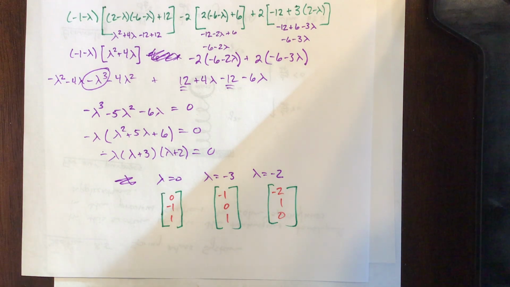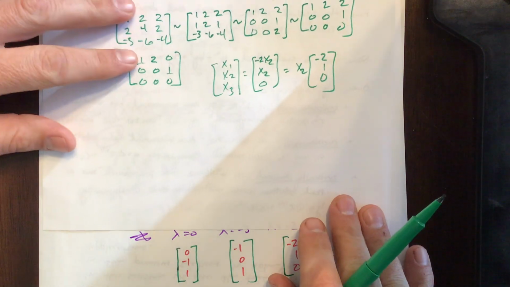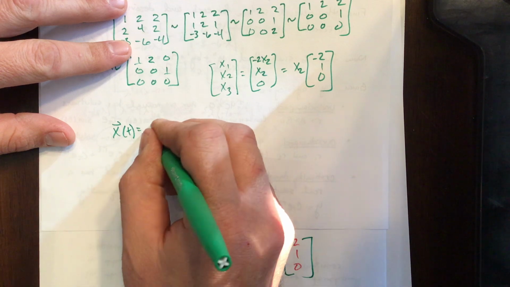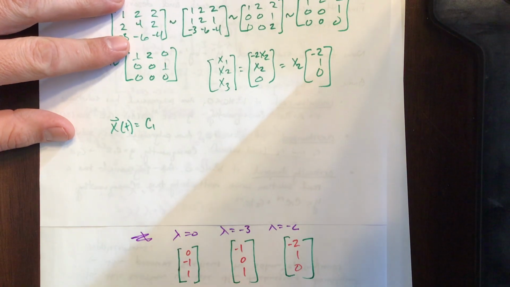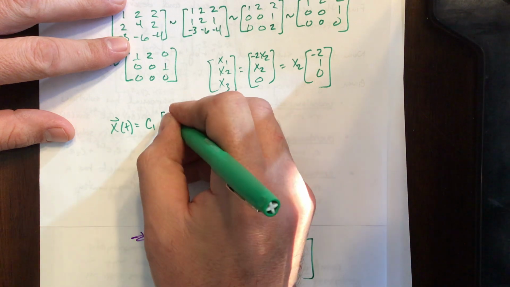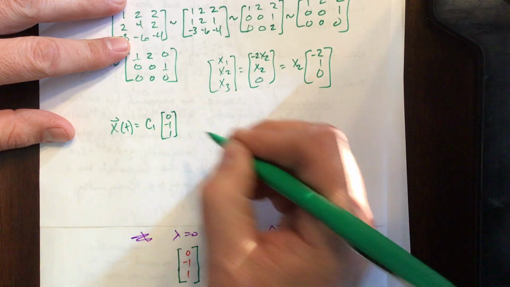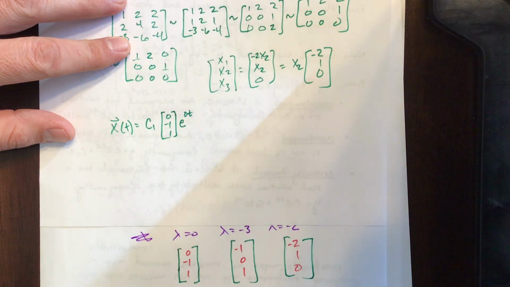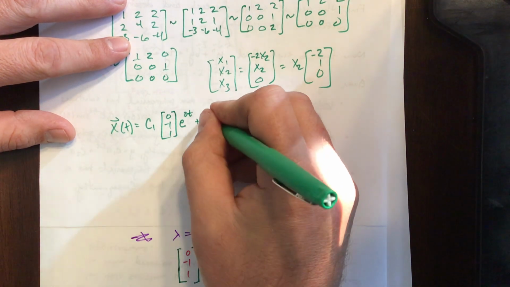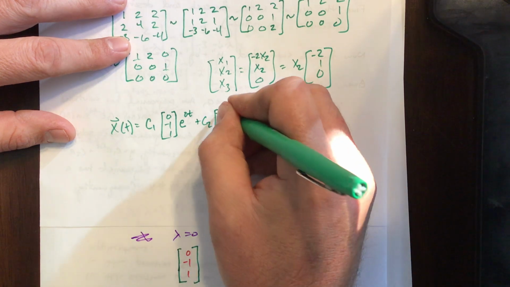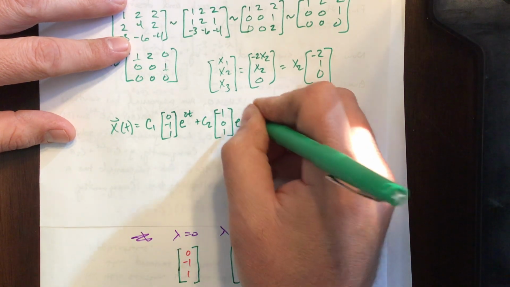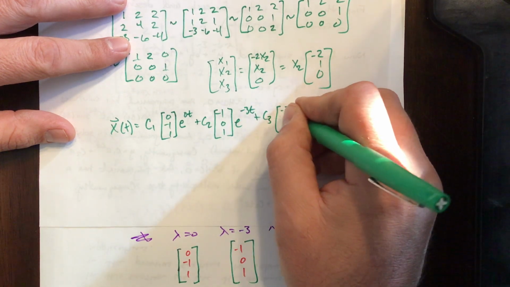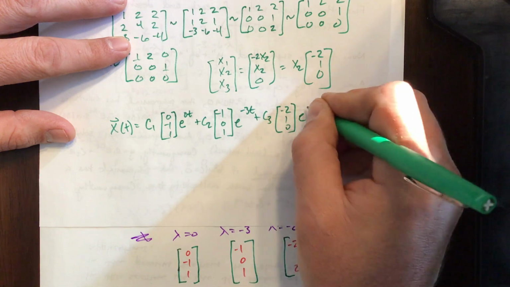Our general solution, x of t, is going to be of the form c1 times vector 1. So that's 0, negative 1, 1 times e to the 0t, plus c2 vector 2, negative 1, 0, 1, e to the negative 3t, plus c3 vector 3, e to the negative 2t.